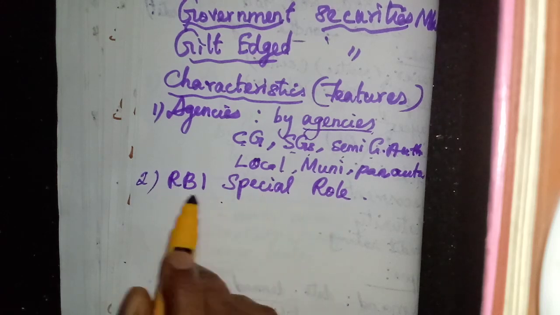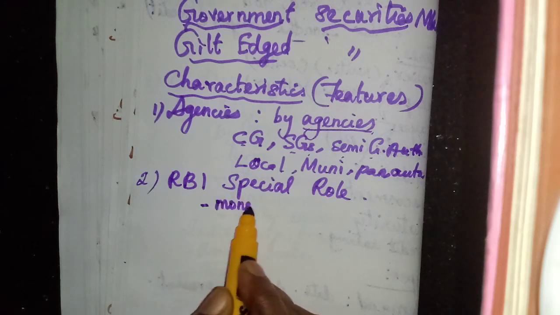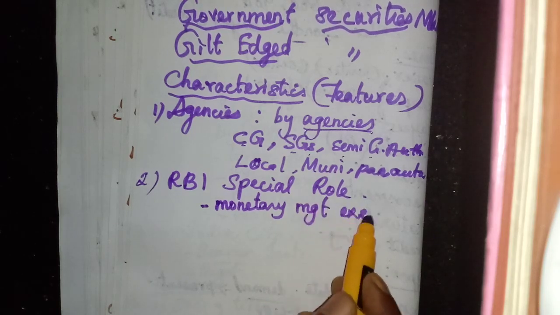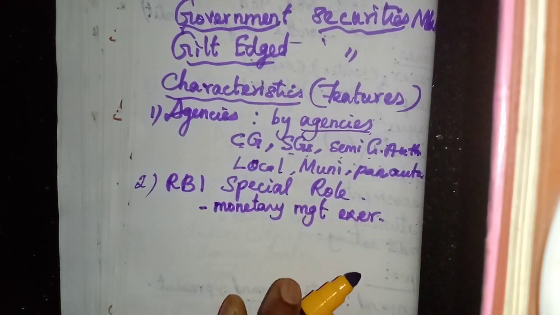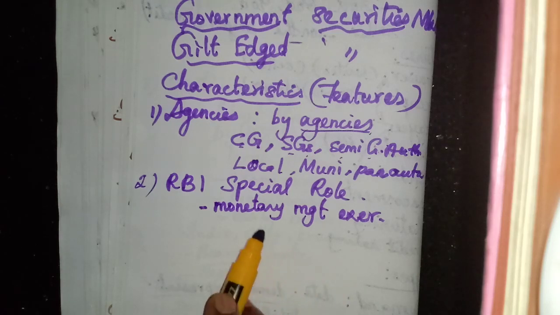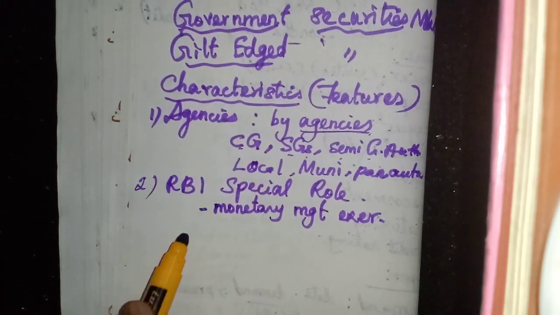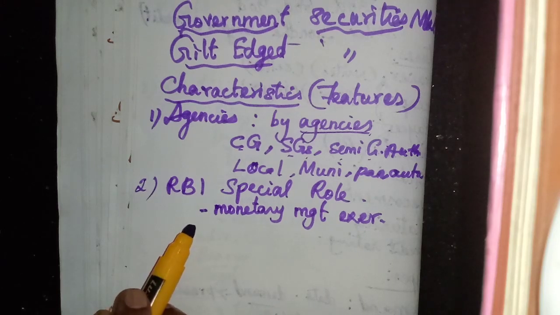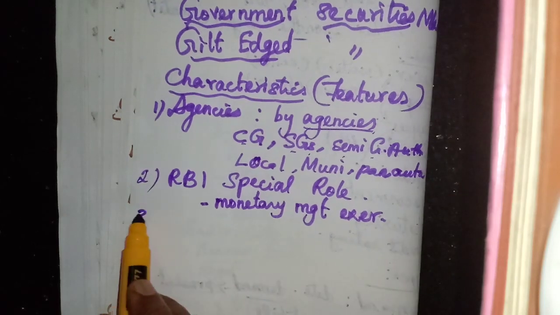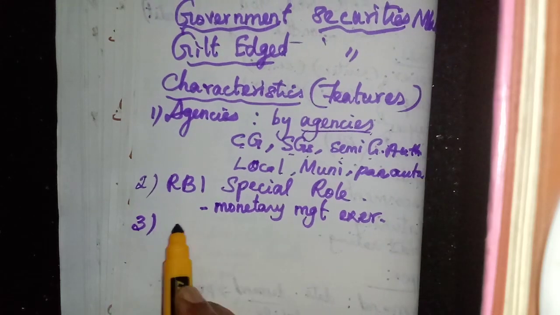They do this as a part of its monetary management exercise. So the RBI takes a special role in the purchase and sale of these government securities, because it is a part of its monetary management exercise. Then the third point is nature of securities.